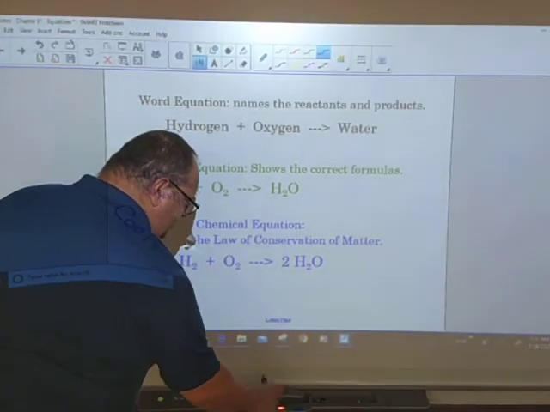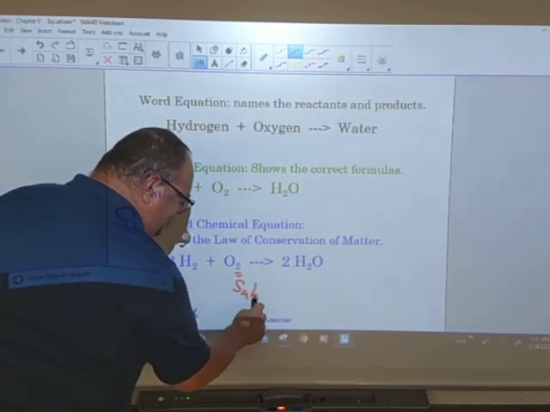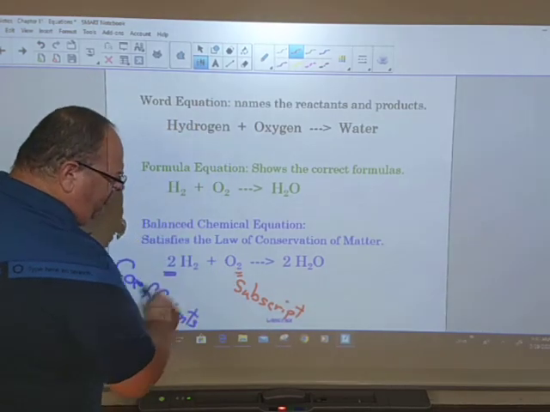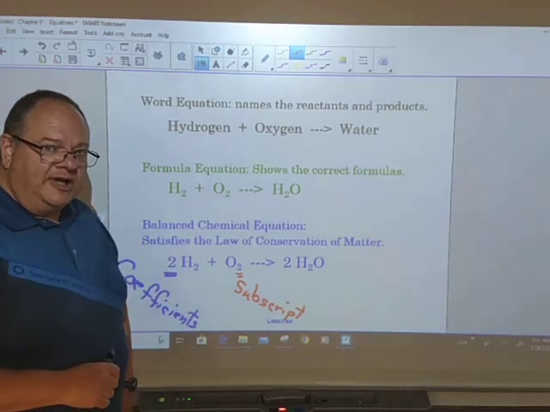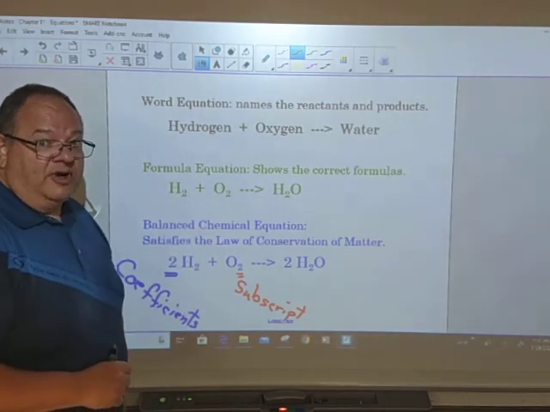For contrast, these little numbers, this is called a subscript. And it only refers to the element right in front of it. Unless there's parentheses, and then it refers to whatever was in the parentheses in front of it.